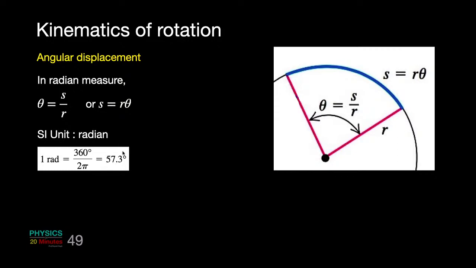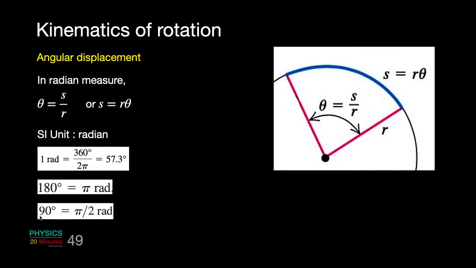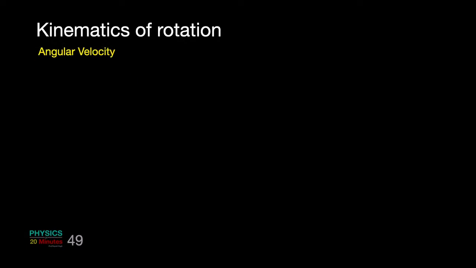So remember this figure, it becomes very handy later on. One radian is approximately 57.3 degrees, or 180 degrees is nothing but pi radian. 90 degrees is nothing but pi by 2 radian. Most of this nomenclature you are already familiar with, so just a revision. But let's go ahead.